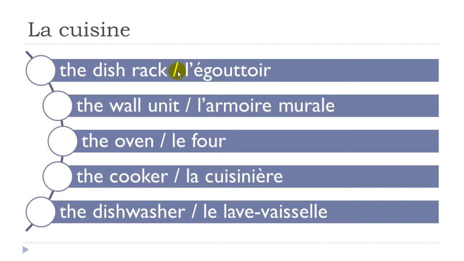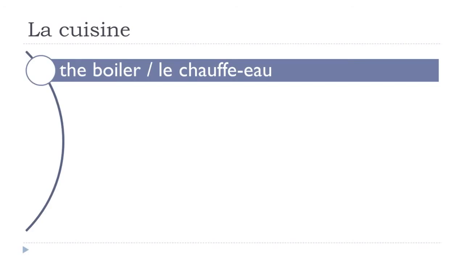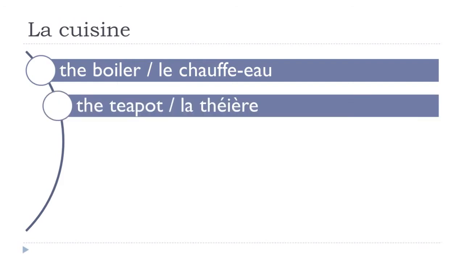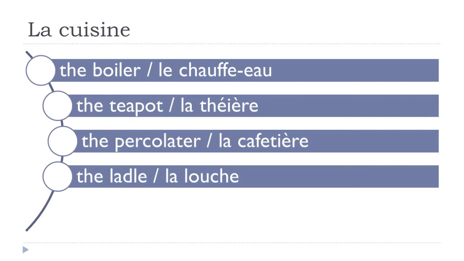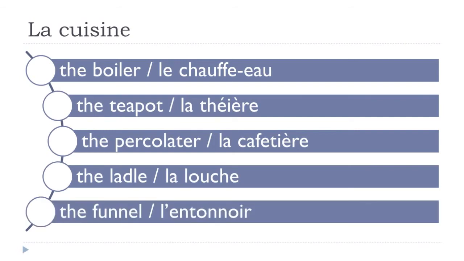Okay, let's see them one more time. L'égouttoir. L'armoire murale. Le four. La cuisinière. Le lave-vaisselle. Le chauffe-eau. La théière. La cafetière. La louche. L'entonnoir.